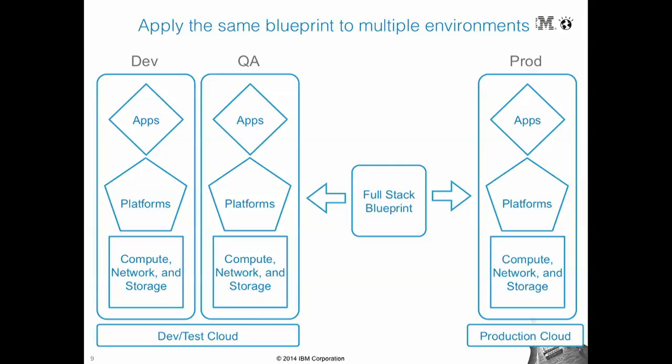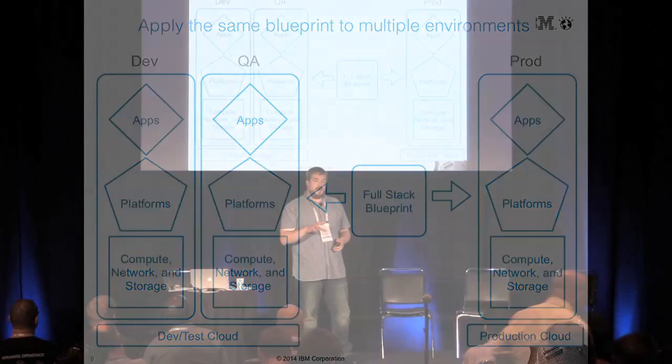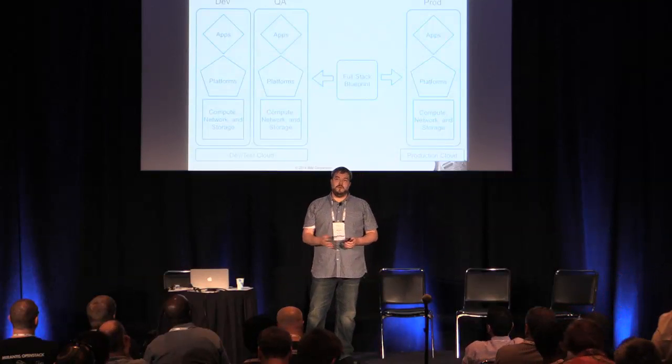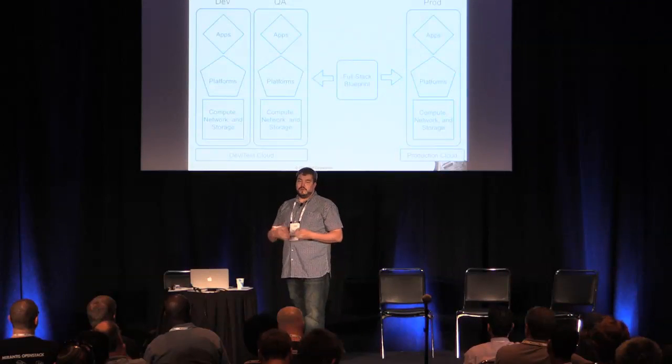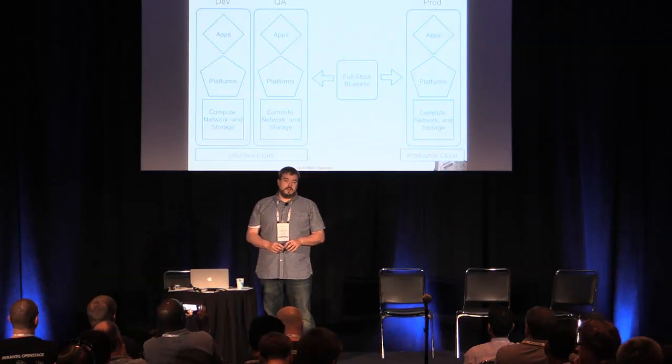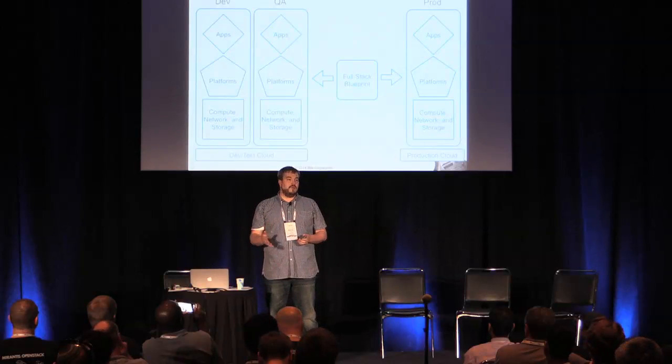Now I can think about each environment as simply the same template, but perhaps some different parameterization. It's the same overall abstract structure, but I change the number of nodes in my cluster. I change the size of the VMs or the compute nodes that I want provisioned for dev versus QA or production. And so that means that now this artifact, this blueprint for your infrastructure, for your entire full stack app, becomes itself part of that delivery lifecycle.